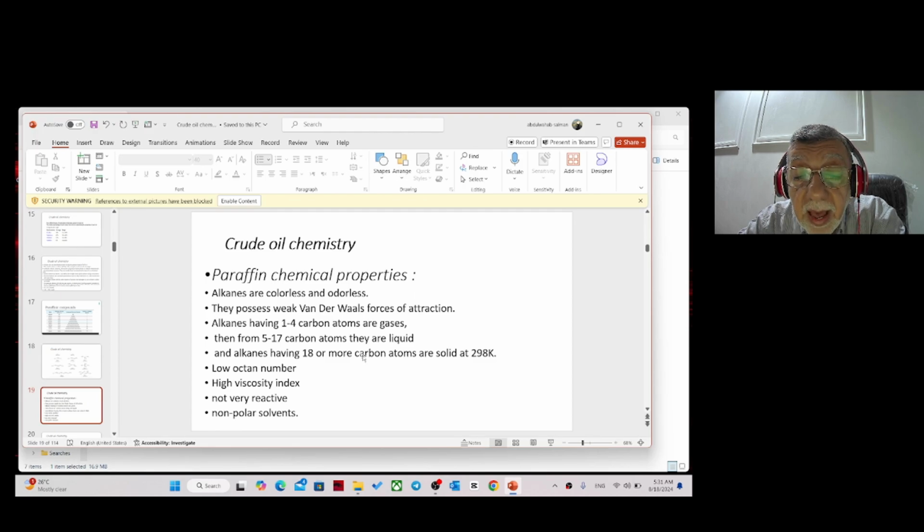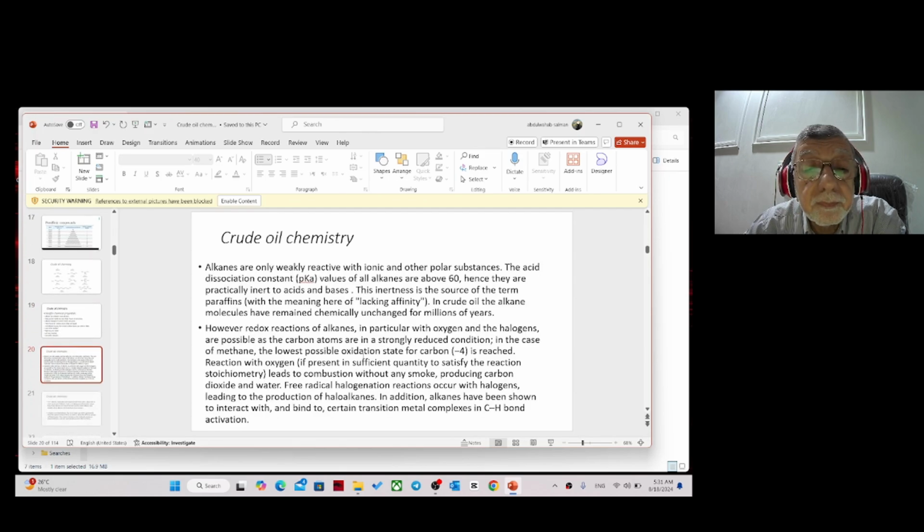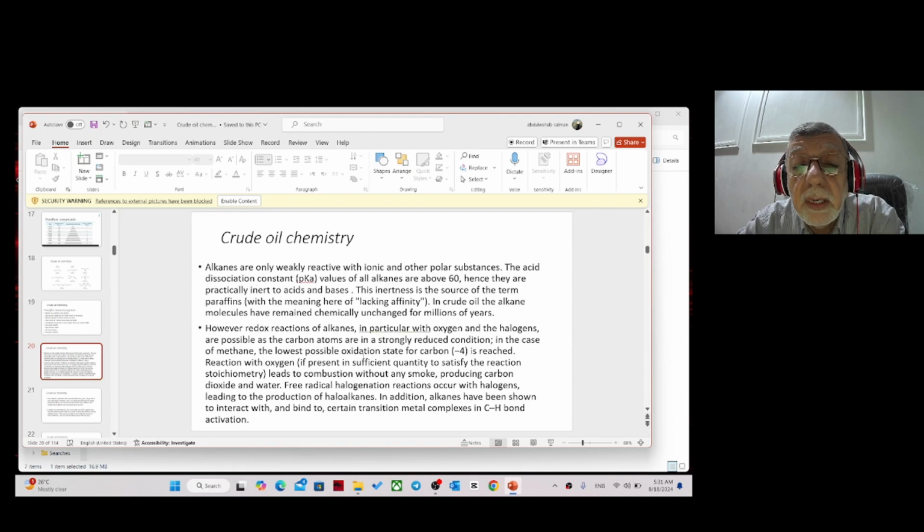Alkanes also have a high viscosity index and are not very reactive, and they are non-polar solvents. Non-polar means they do not dissolve in water, because water is polar. They dissolve only in non-polar solvents. Alkanes are only weakly reactive with ionic and other polar substances.